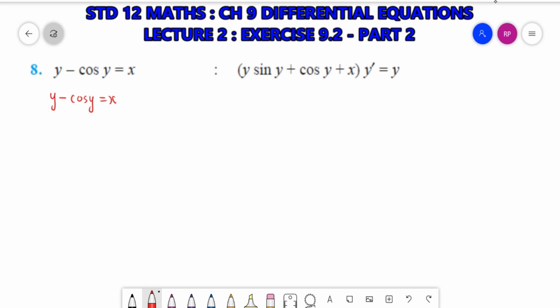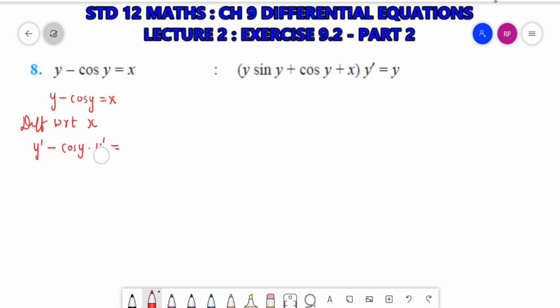You have to prove that this is the solution of the differential equation y sin y plus cos y plus x into y dash equal to y. Okay, so now let's differentiate with respect to x. Derivative of y is y dash, minus derivative of cos y into d by dx of y, y dash.